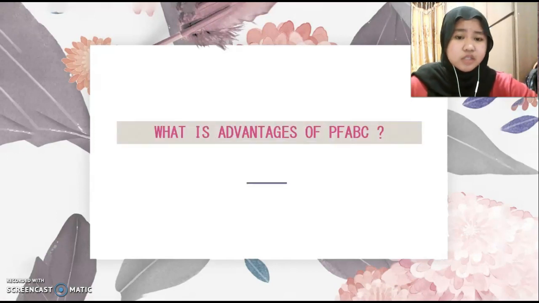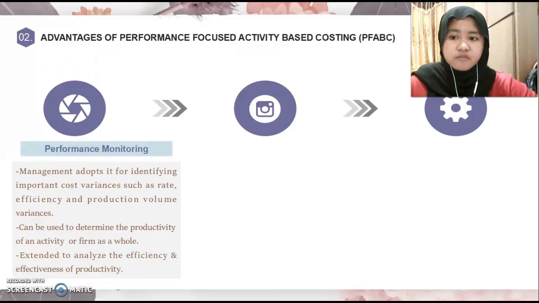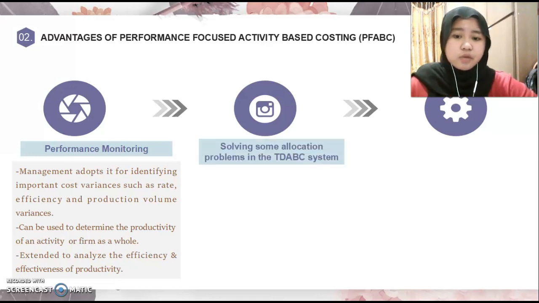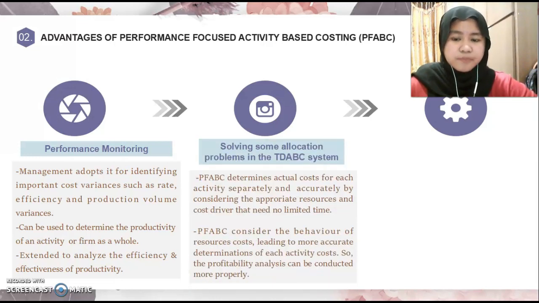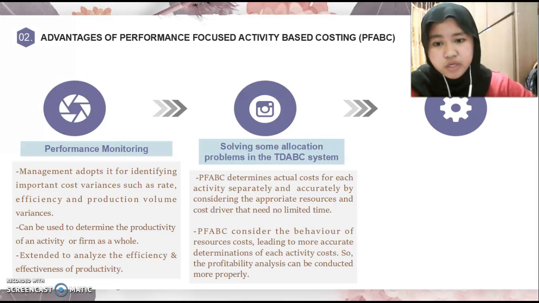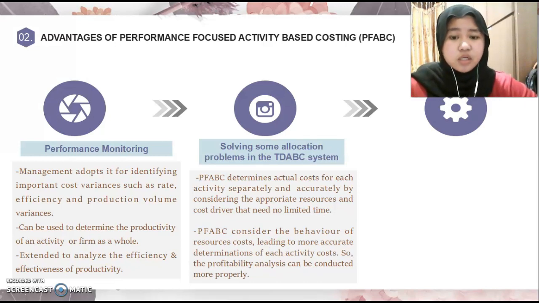What are the advantages of using this method? First of all, for performance monitoring, management adopts PFABC to identify important cost variances such as rate, efficiency, and production volume variances. Another is to solve some allocation problems in the TDABC system. PFABC determines the actual cost for each activity separately and accurately by considering the appropriate resources and cost drivers that need no limited time. As we know, one of the weaknesses of time-driven costing is that it needs limited time. But for this method, we need not worry about the limited time.